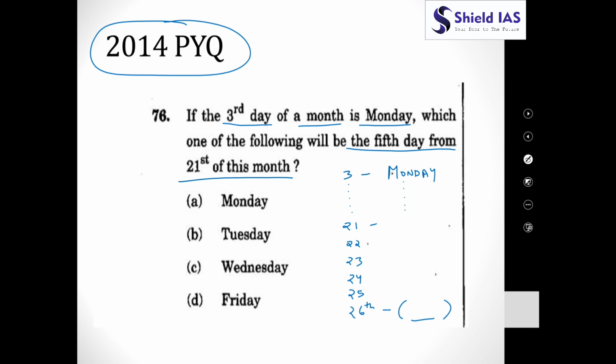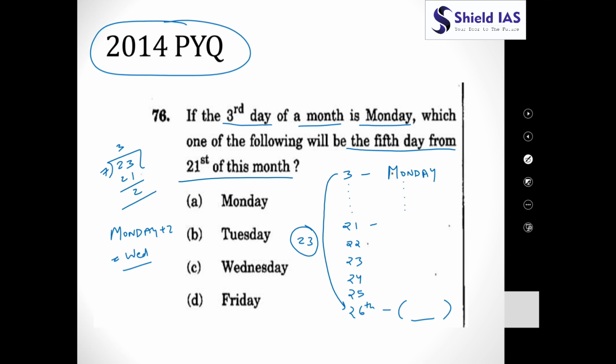So what is the number of days between 3rd till 26th? We can directly say 26 minus 3, that is 23. So there are 23 days between 3rd of this month and 26th of this month, right? After calculating the number of days, we divide it by 7. 7 threes are 21, the remainder is 2. Always add this remainder to your initial day. Your initial day is Monday plus 2, it comes out to be Wednesday. So the answer to this particular question becomes C. It's an easy question, easy 2.5 marks in 2014.